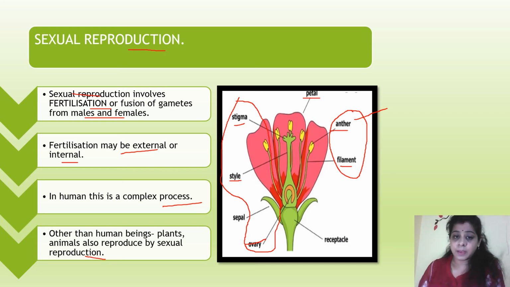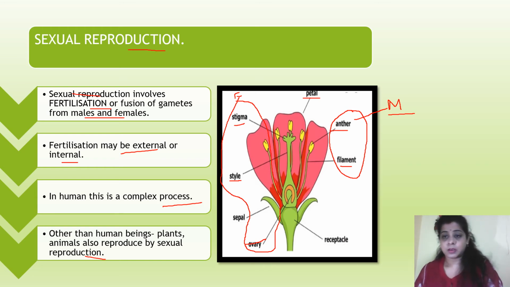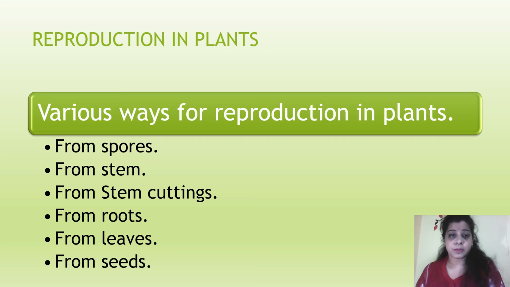Flower का ये female reproductive part है, और this is the male reproductive part. The whole process we'll discuss afterwards, because in this slide we'll take up only asexual reproduction. This was just the gist of sexual reproduction. The next topic is reproduction in plants.